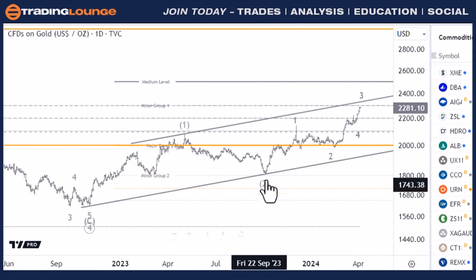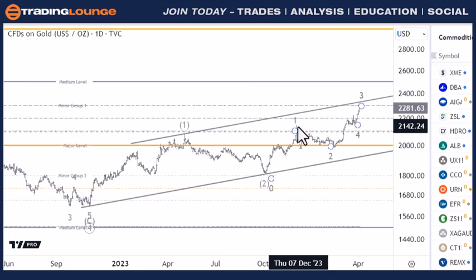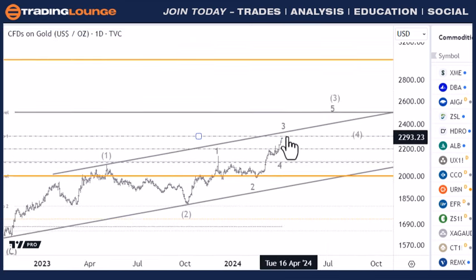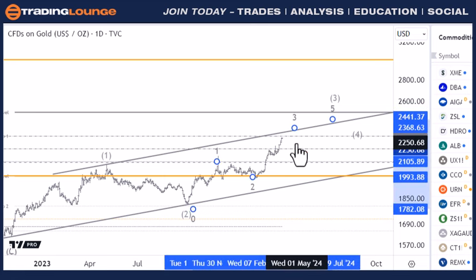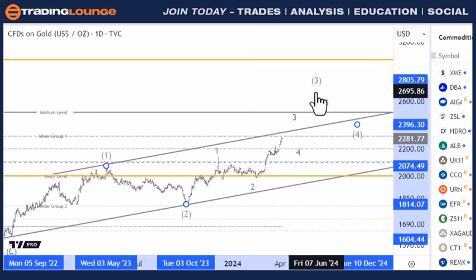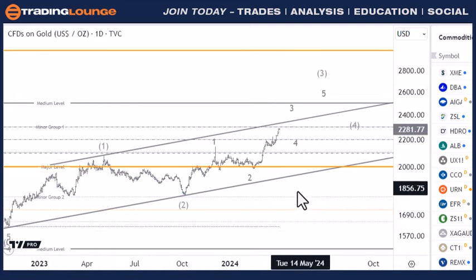Yeah, so 1 and 2. In this case, I haven't got it as 1 and 2 and 1 and 2 here. I've just got it as wave 1 here and 2 here, because there is a case for that. And then this one over here would be 3, 4, 5 coming up here for this. So it's just another way to look at it.